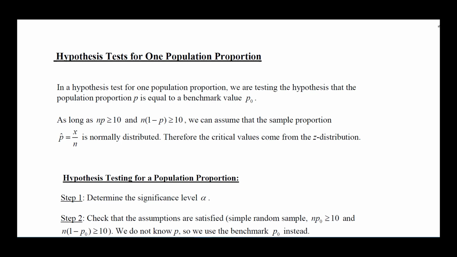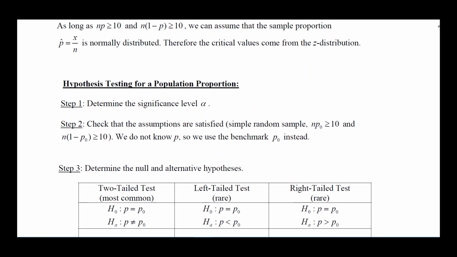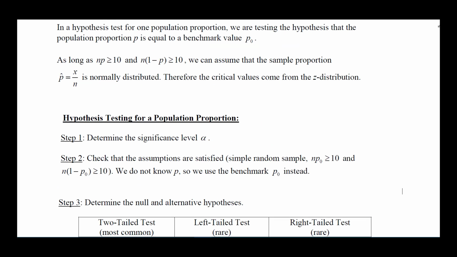So let's walk through the procedure. Our first step will be to determine the significance level, or the alpha. Remember, this is going to be 1 minus your confidence level converted to a decimal.